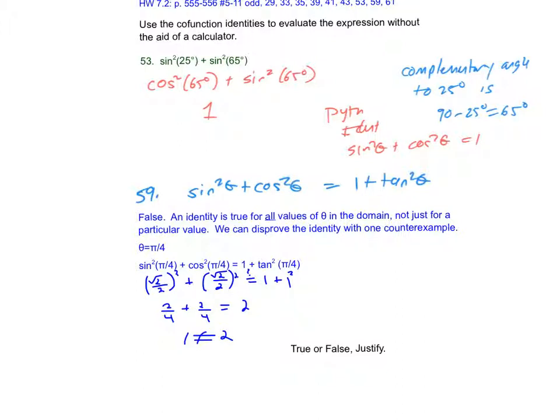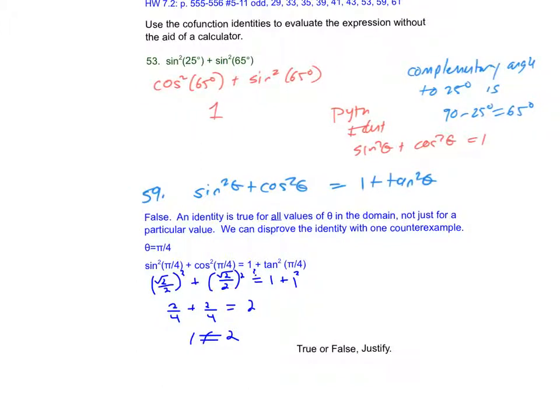An identity is true for all values of theta in the domain, not just for a particular value. So we can disprove this identity with one counterexample. The counterexample that I chose was to let theta be pi over 4. If we choose theta equals pi over 4, then we can substitute that in, and we'd get sine squared pi over 4 plus cosine squared pi over 4 should be equal to 1 plus tangent squared pi over 4.